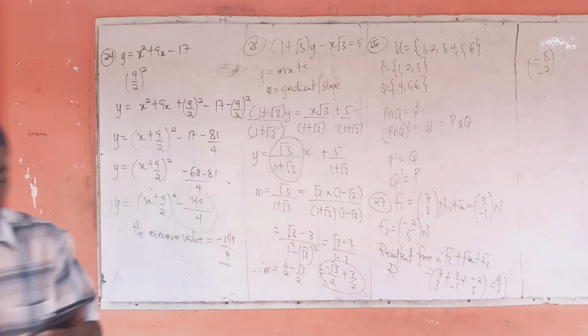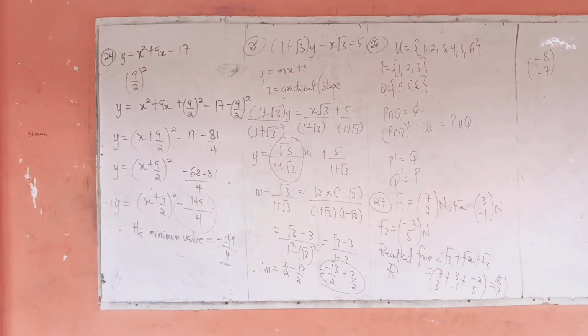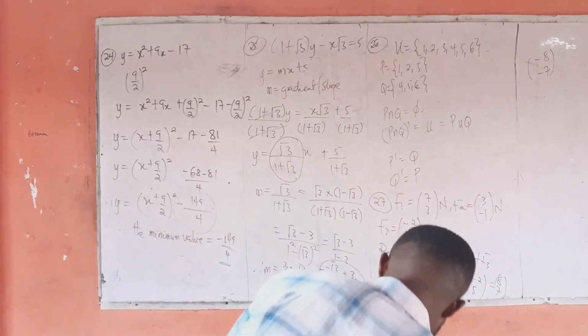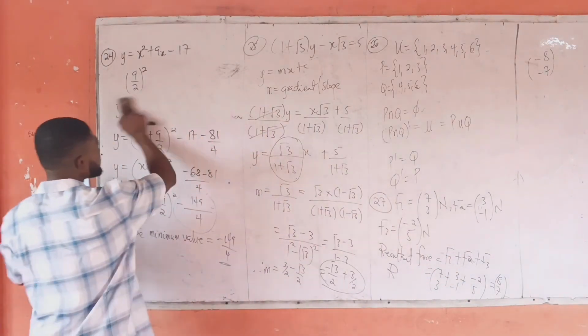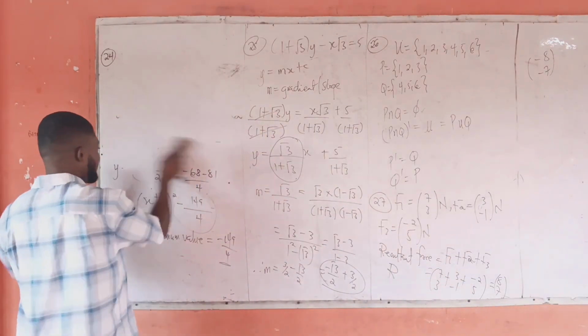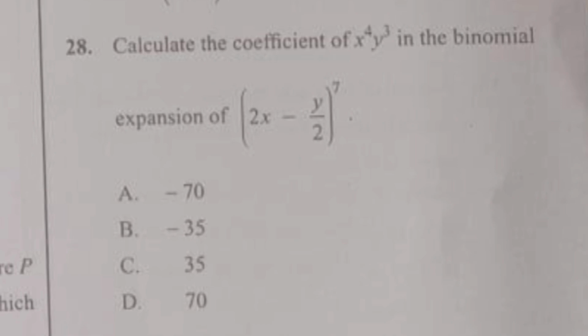Then finally, we look at question 28. Question 28 is asking us to find the coefficients of x power 3, x power 4, and y power 3 in the expansion of (2x minus y) all to the power 7. I wouldn't want to quote any complicated formula.